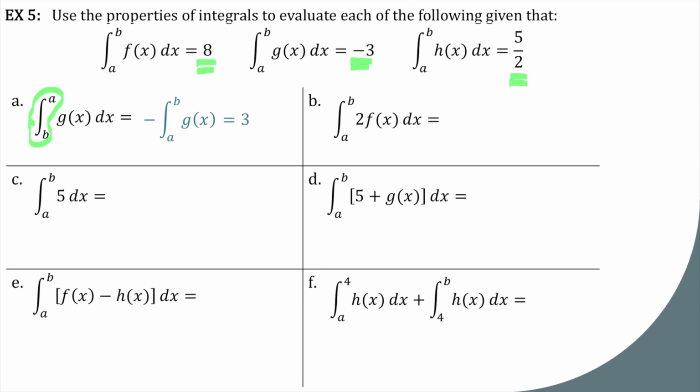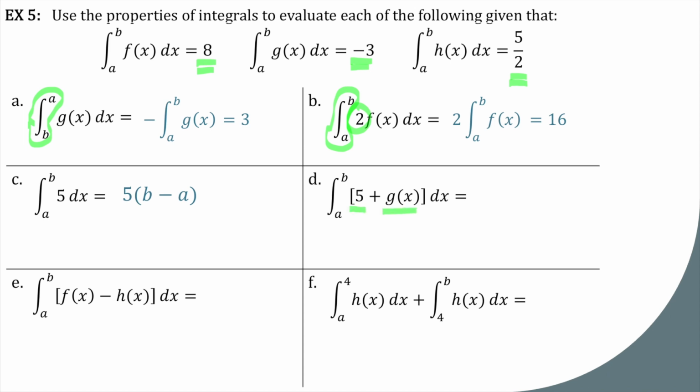B. What's the area under the curve from a to b of twice the function? Well, that too we can bring out to the front. And we know that a to b of f of x is 8, so this equals 16. C: a to b of 5, so that's going to be 5 times b minus a. We don't know what b or a are right now, so we'll just leave that there.